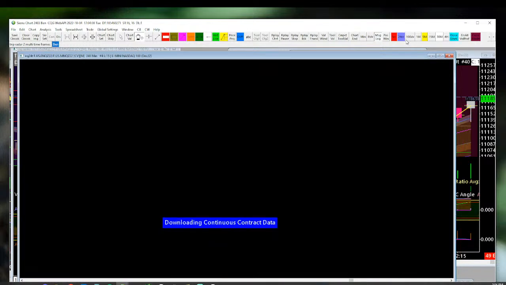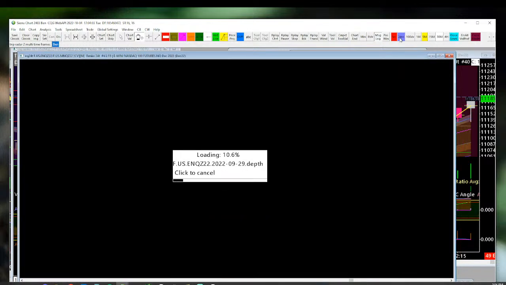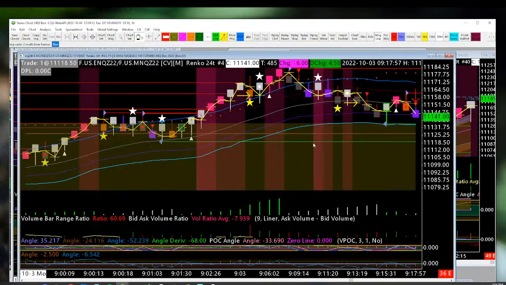Let's do the, did I get that right? 24. Okay, sorry about that. I hit the 4 hour and that's going to have to reload. So let's do the other way where we do the volume profile.